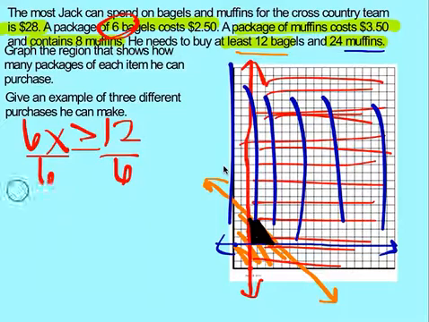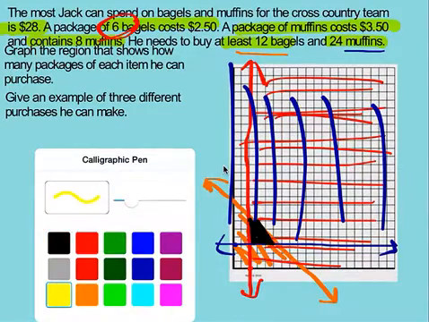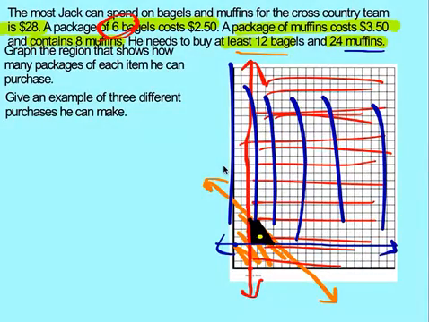The last thing this question asks us is to give an example of 3 different purchases he can make. I'm going to give one, and then I want you guys to find another one. One thing we can do is pick a spot in the shaded region, and I picked that one. It looks like I went over 1, 2, 3, so that means I can get 3 bagels, and then I can get 1, 2, 3, 4 packs of muffins. So that's an option. I want you guys to find another point that exists in this triangle I just drew and write that out.